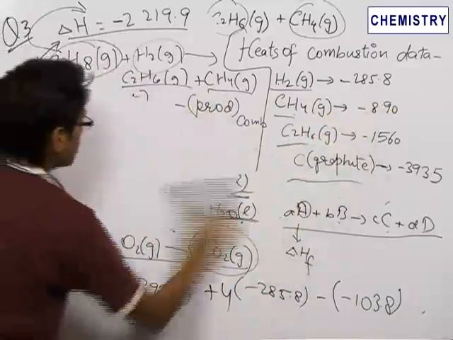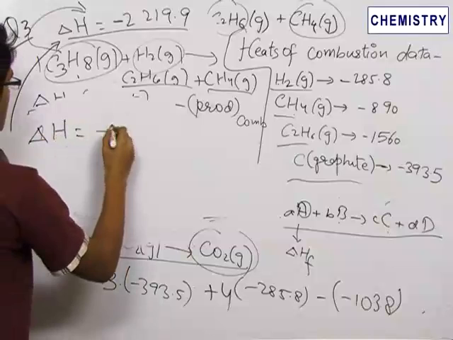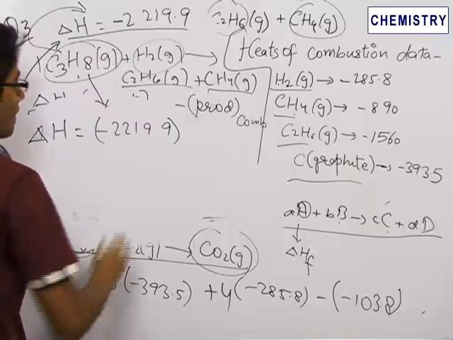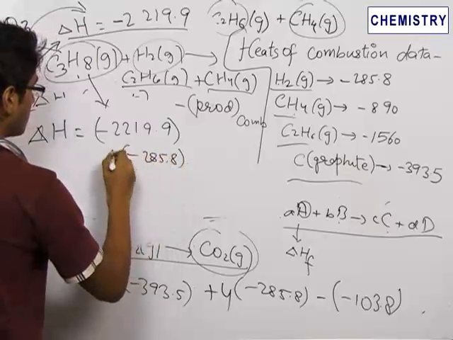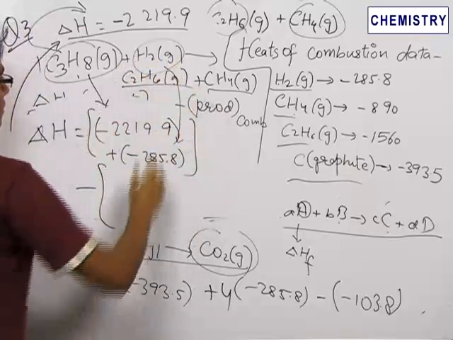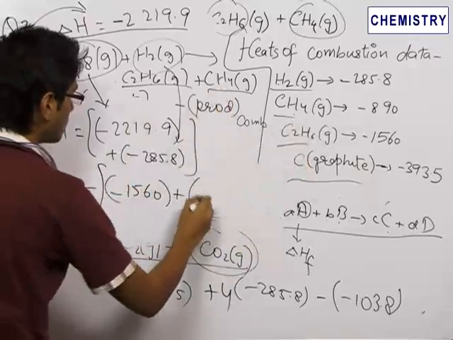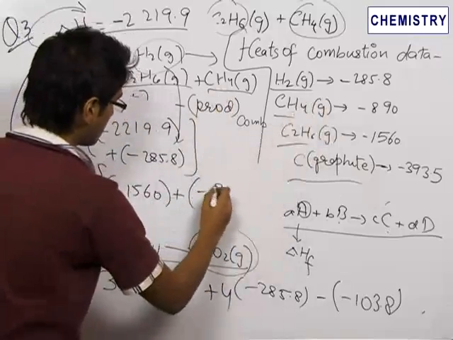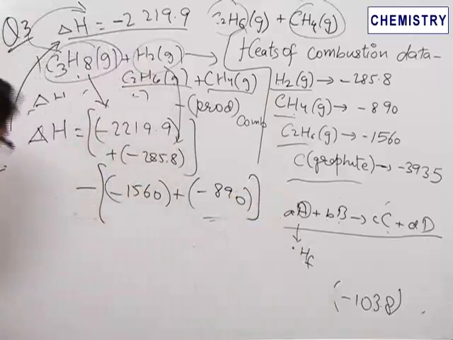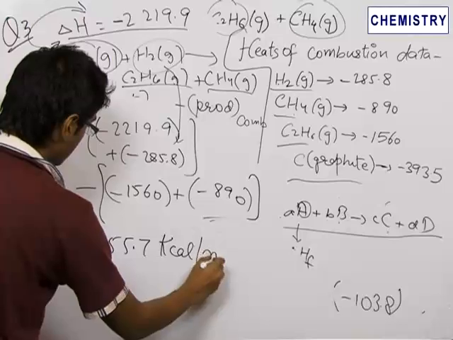Hence we rewrite this: the delta H, or the enthalpy of this reaction, is minus 2219.9, which is for C3H8, minus 285.8, which is for hydrogen, minus the C2H6 part, which is minus 1560, plus the CH4 part, which is minus 890. On solving this entire thing, we get the final answer as minus 55.7 kilocalories per mole.